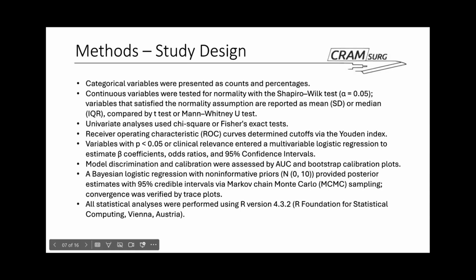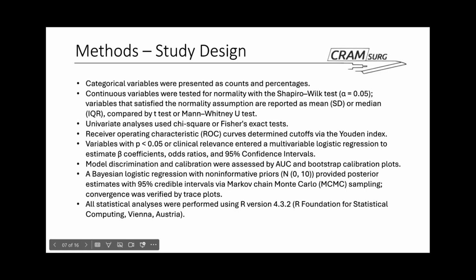Variables with p less than 0.05 or clinical relevance entered a multivariable logistic regression to estimate the beta coefficients, then the odds ratios, and the confidence interval was 95%. Model discrimination and calibration were assessed by AUC, the area under the curve, and bootstrap calibration plots, and a Bayesian logistic regression with non-informative priors provided the posterior estimates with 95% credible intervals via MCMC sampling. Convergence was verified by trace plots, and all the statistical analyses were performed using R version 4.3.2.